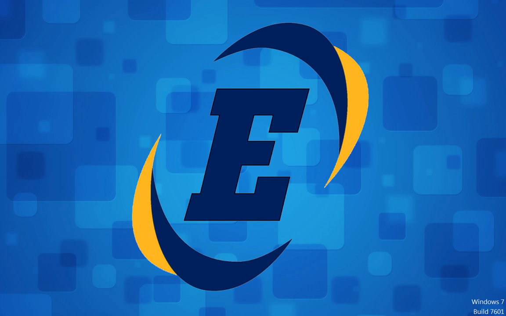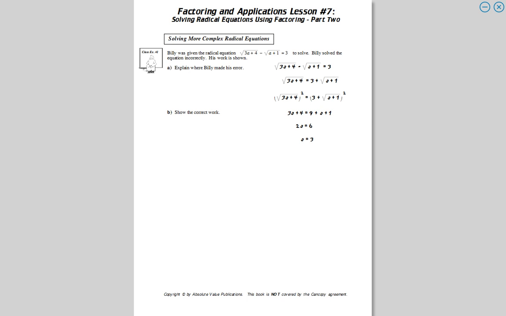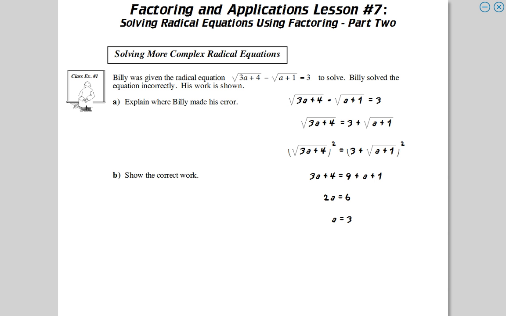Okay guys, we're doing lesson 7. Let me get it on the screen. Okay, so they're going to give us just more complex radical equations. That's all we have going on here. It's the same stuff as lesson 6, it's just a little bit harder. Okay?